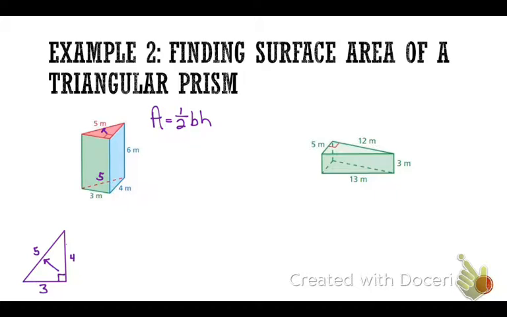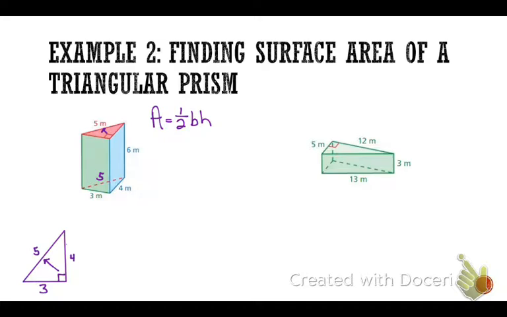So the mistake that you can make is, if you were to plug in 5 for the height over here, you're going to get the answer wrong. You can never use the hypotenuse for the height of a triangle. How do you know which one's the hypotenuse? It's opposite the right angle. Okay? Does that make sense? Yes. So now you can find the area of your bases.